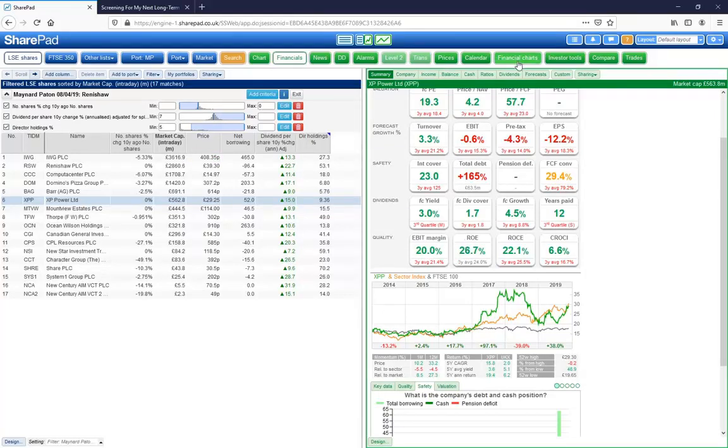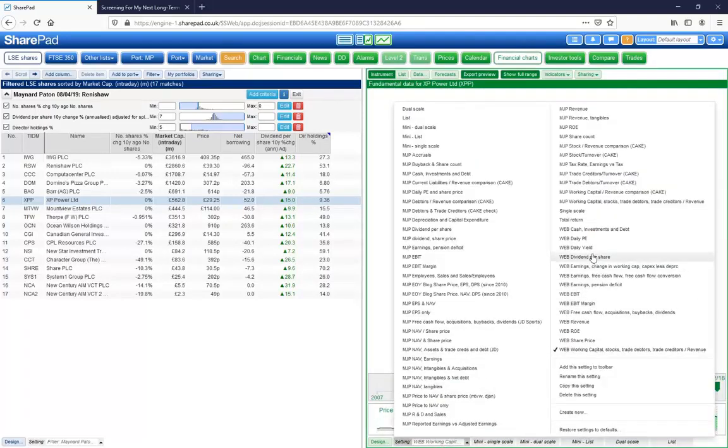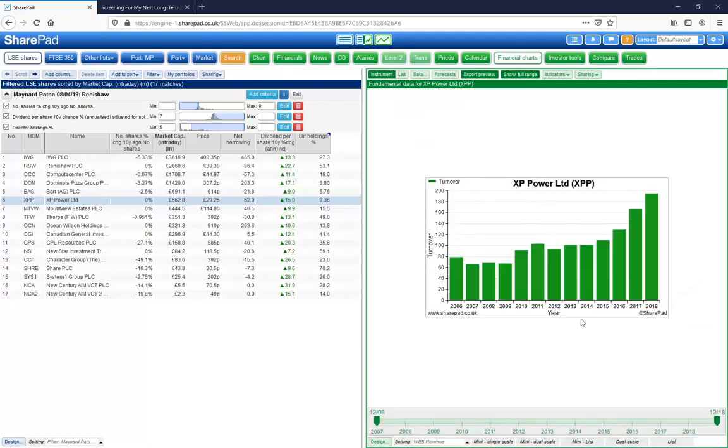So let's look at some charts now. I'm going to show you how this company has done over time. I'm going to look for revenue. If you read my articles, you may be familiar with these charts. This is XP's revenue history. We can see revenue sales going up nicely, so that looks good.